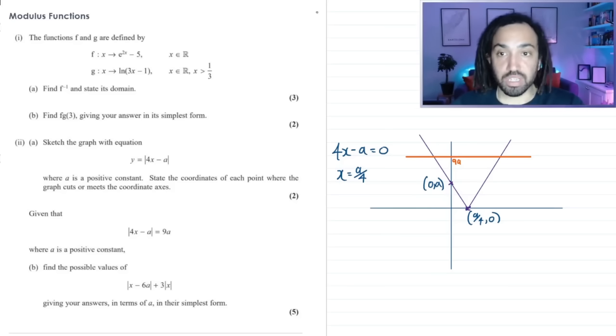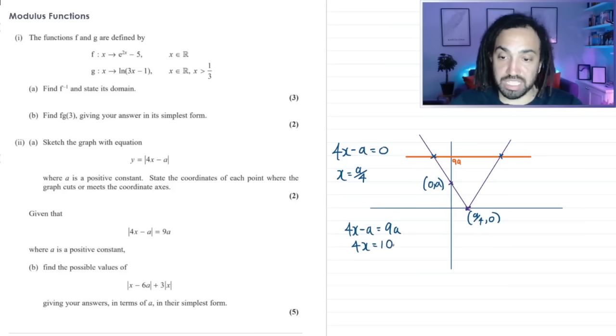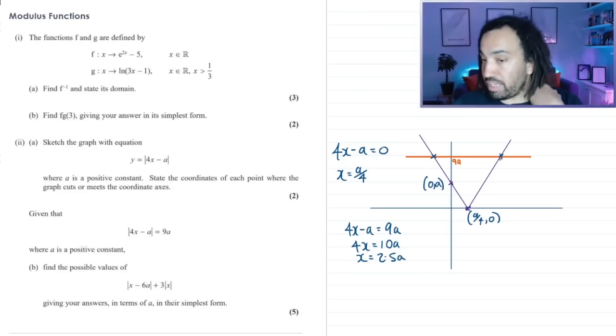Okay, so let's solve that, and then we can move on and answer the next part of the question. So where do these 2 things meet? Well, first off, if we take the positive part, then we'll get 4x minus a is equal to 9a, which means 4x is equal to 10a, which means x is equal to 2.5a. Okay, perfect. So over there, that must be 2.5a where they hit, where x is 2.5a.